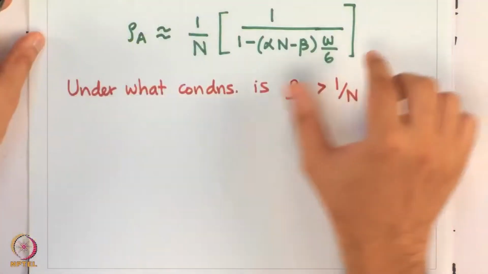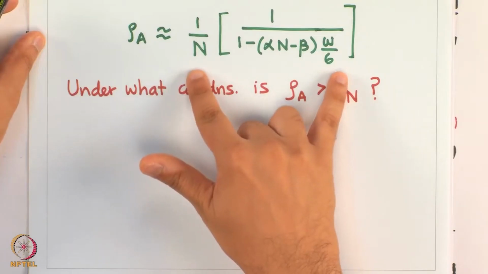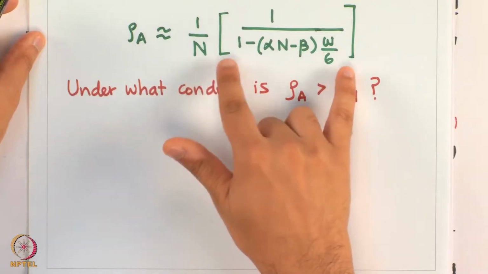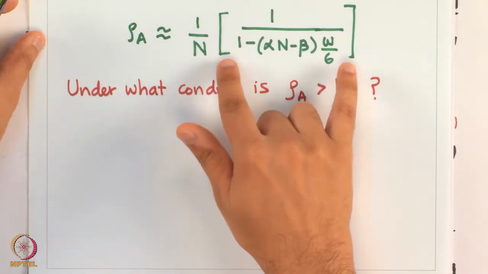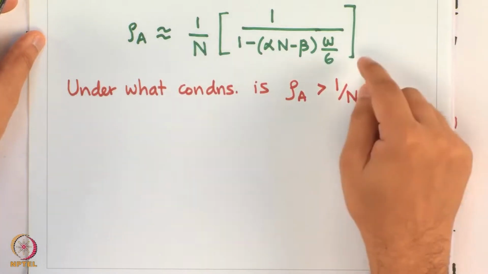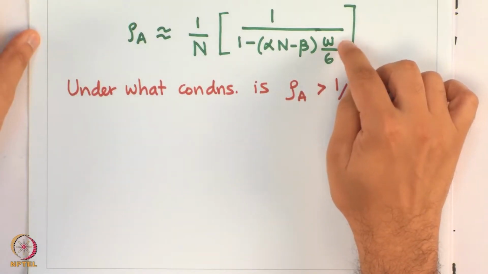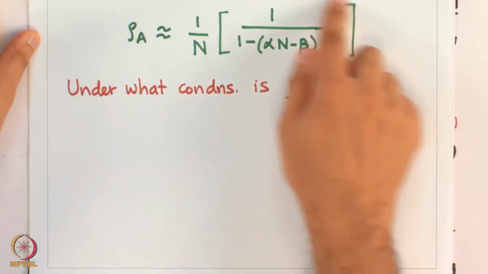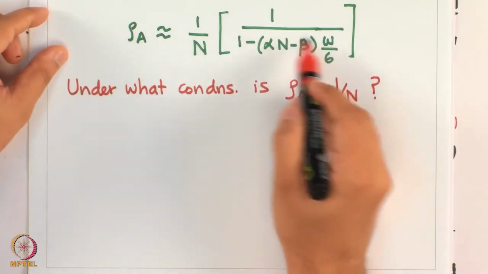So we want to understand the condition under which this entire relationship is greater than 1 by n, or we can say, when would this term inside the bracket be more than 1. Because if this is more than 1, then we have a number more than 1 multiplying 1 by n, and hence the whole thing is more than 1 by n. And this is 1 divided by something. This would be the case if the denominator, this whole expression in the bracket, is less than 1.